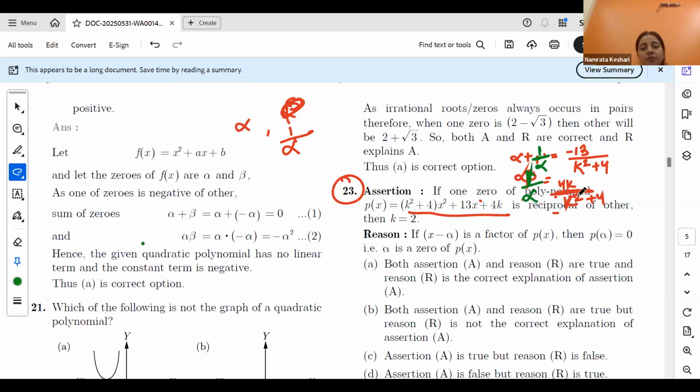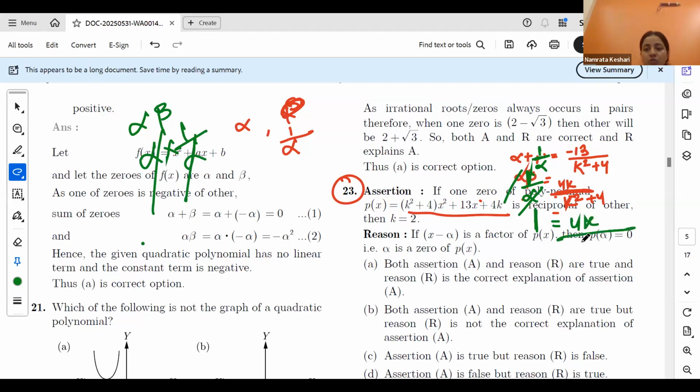Can you see the second one, where you have done the multiplication of alpha and beta? That became alpha into 1 by alpha. That means alpha, alpha gone, and you are just having 1 over here. Making sense? 1 is equal to 4k by k square plus 4. So k square plus 4 is equal to 4k. The complete denominator we have shifted to the other side in multiplication with 1. It became k square minus 4k plus 4 is equal to 0. Now tell me what will be the k value.